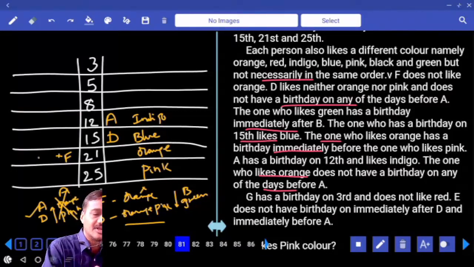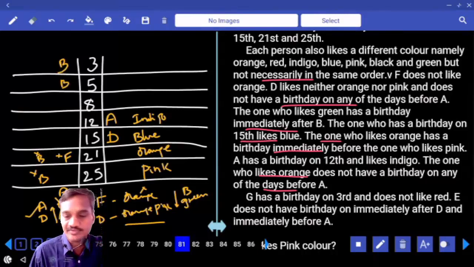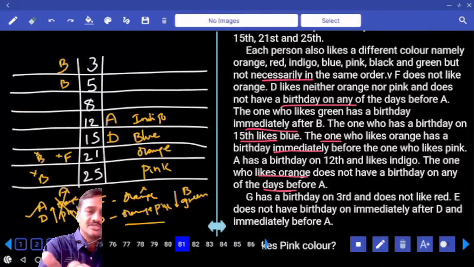B cannot be in the last two places because B must be immediately followed by green. Hence, what are the different possibilities for B? B can be here or here. There are two possibilities, third or fifth. And next one, G has a birthday on third. As G has a birthday on third, hence B must be on fifth.